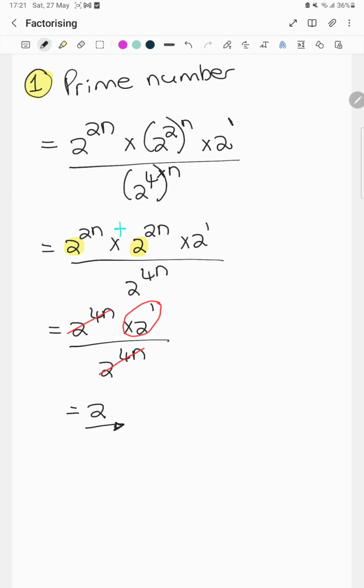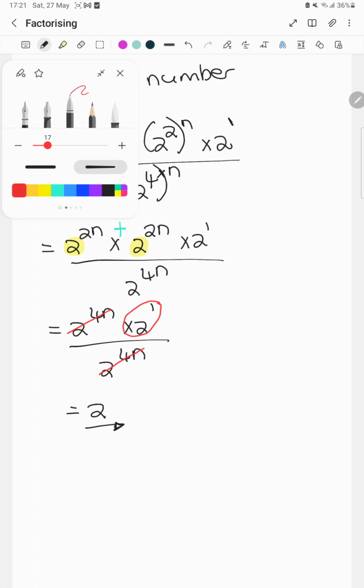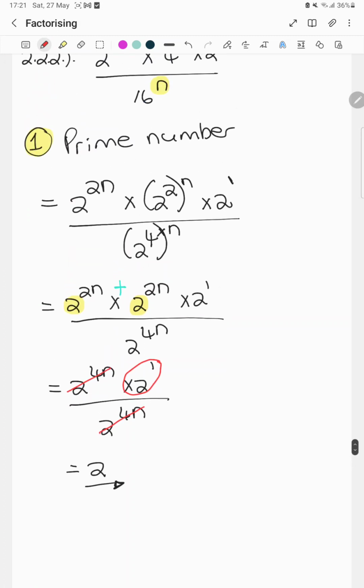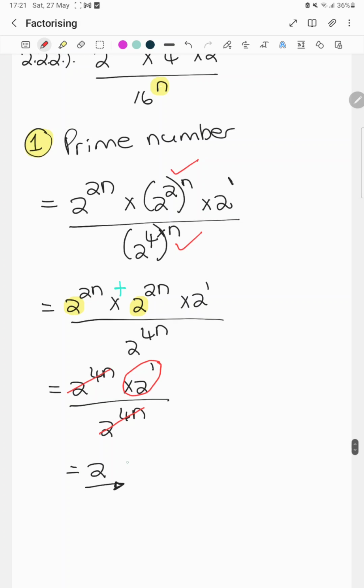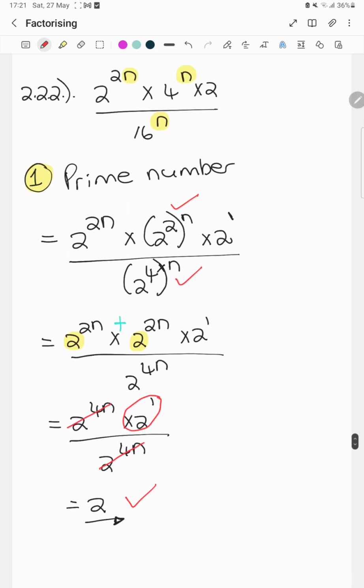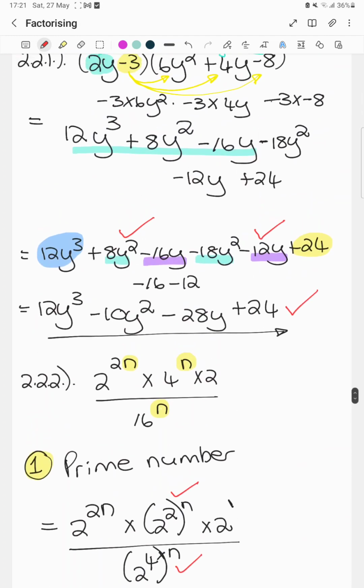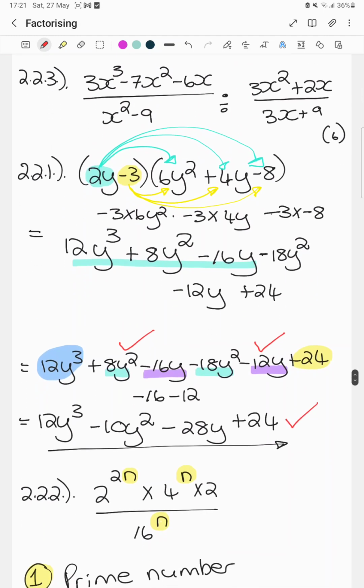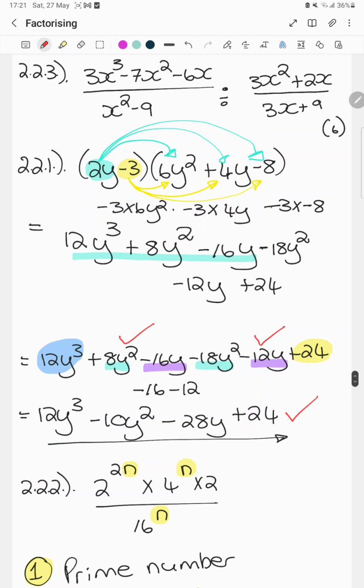If I was marking your paper, I would give you 1 mark for changing this and this into your prime numbers, and then a final mark for your final answer. So that's how you would have gotten 3 marks. I'll make a part 2 of this video in which I will explain 2.2.3.